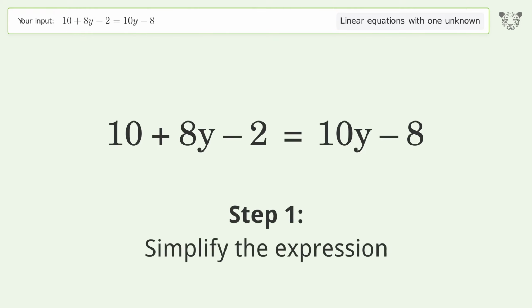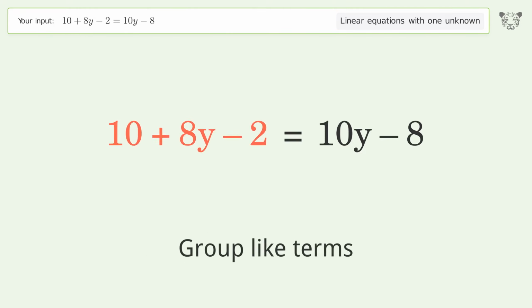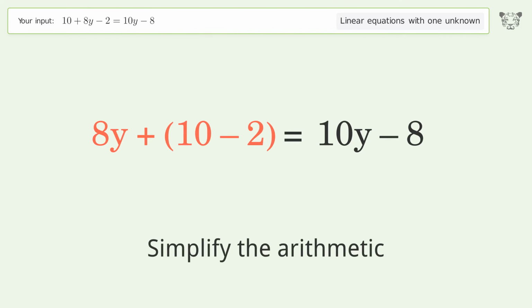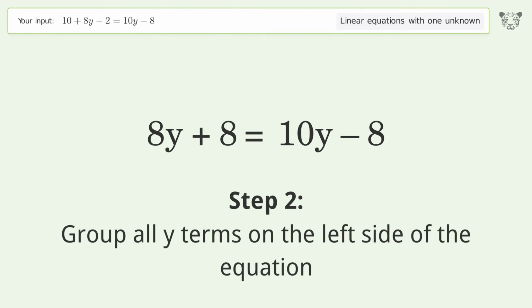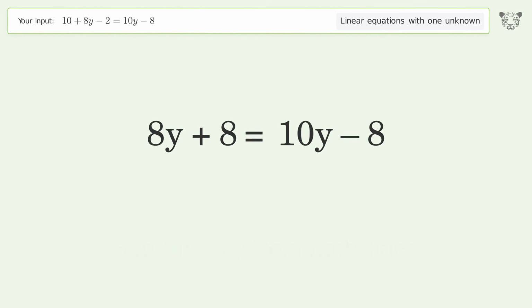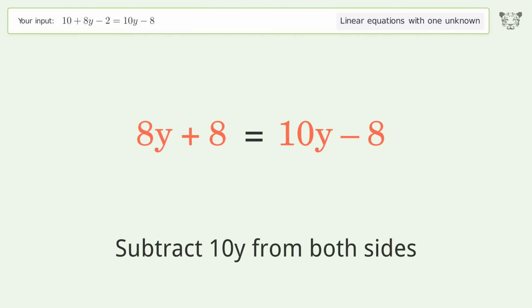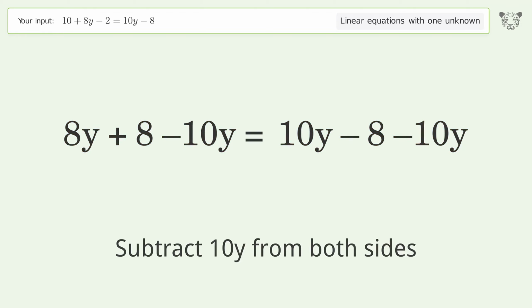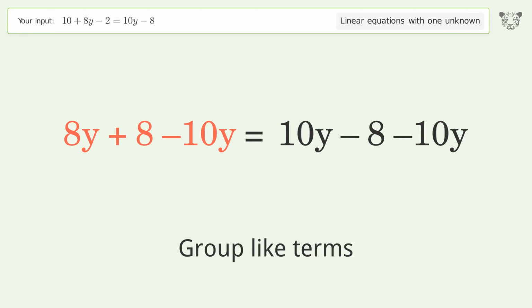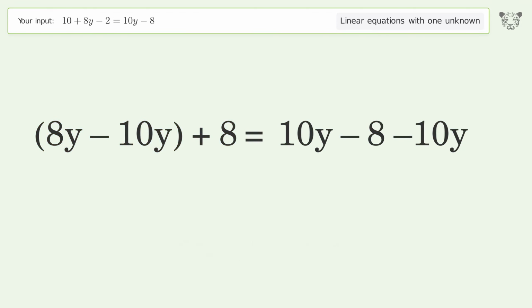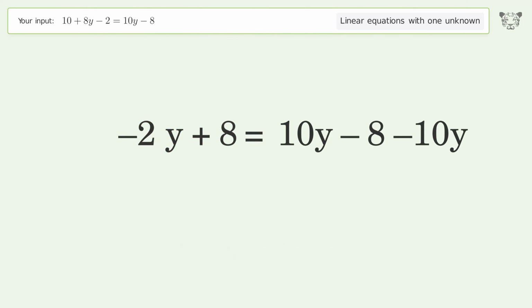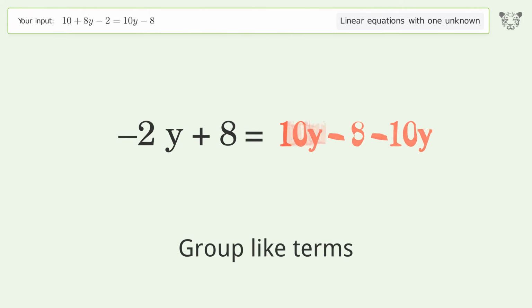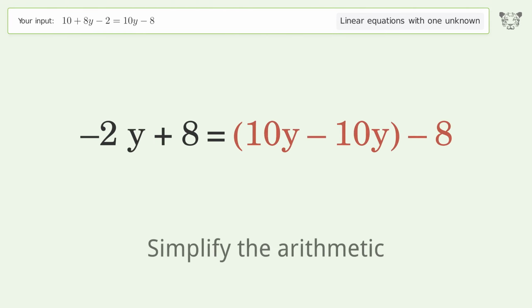Simplify the expression. Group like terms. Simplify the arithmetic. Group all y terms on the left side of the equation. Subtract 10y from both sides. Group like terms. Simplify the arithmetic. Group like terms. Simplify the arithmetic.